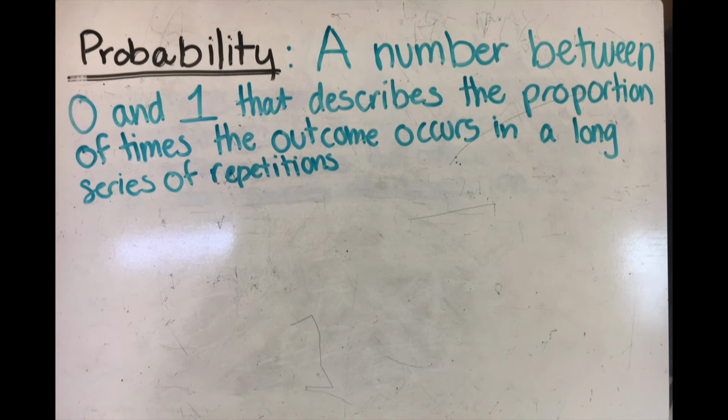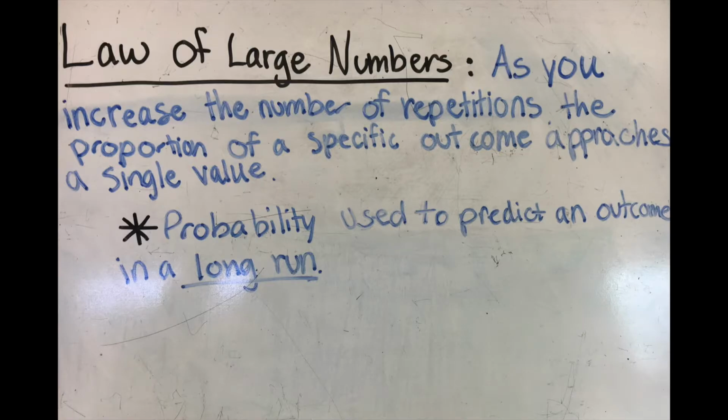To refresh your memory, probability is a number between 0 and 1 that describes the proportion of times an outcome would occur in a very long series of repetitions. The law of large numbers is a principle of proportion that states the more repetitions of any chance process, the closer a proportion of a specific outcome will approach a single value.